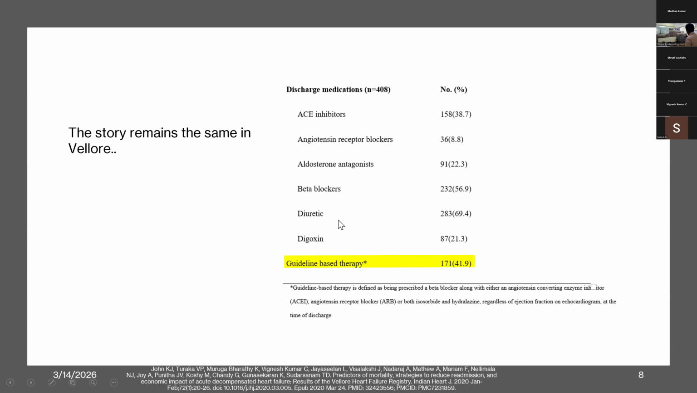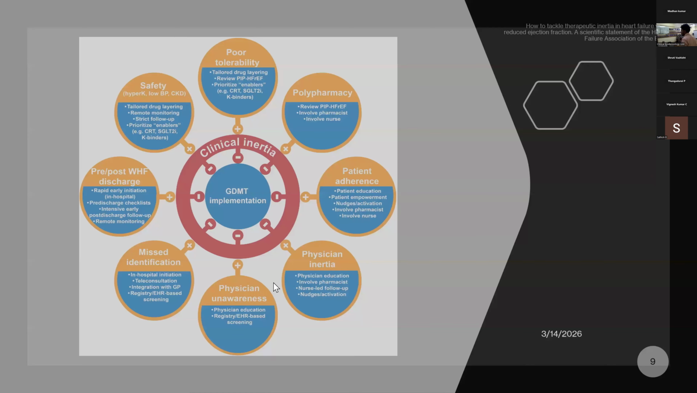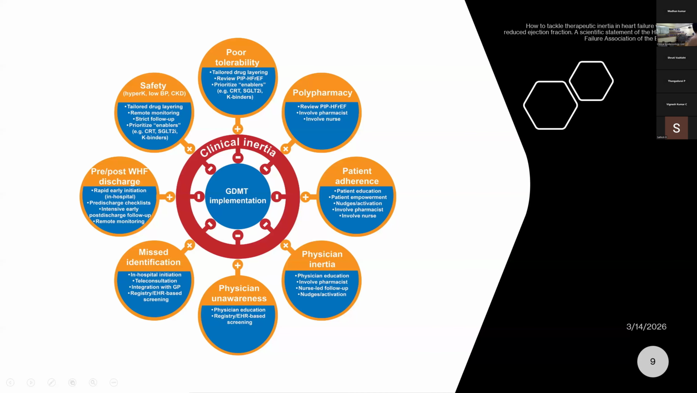A similar study from our own Vellore heart failure registry has also shown similar findings, wherein the implementation of guideline-based therapy was only about 41.9%, despite there being so much evidence to say it is effective in heart failure. So what are all the factors behind why we are not able to implement this GDMT into routine practice? There can be numerous factors.